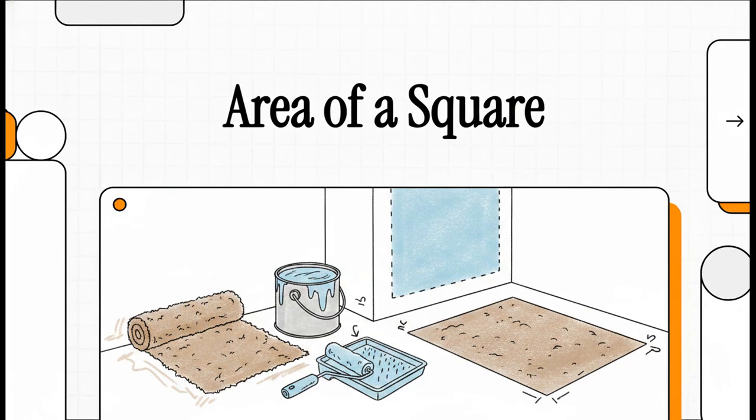Okay, let's dive straight into this explainer and tackle a deeply relatable real-world problem. Picture this. You're standing in the middle of a room you want to renovate. You've got a tape measure in your hand, you're staring at the floor, and suddenly it hits you. You have absolutely no idea how much carpet to order.